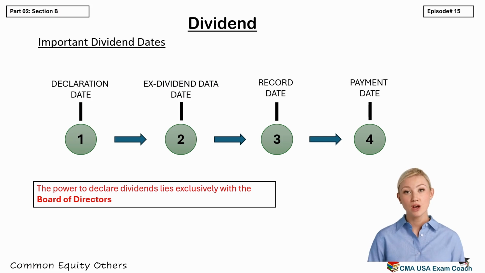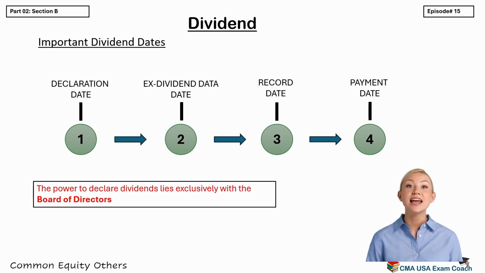Only those who own the stock before this date will be eligible. This is because trades take 2 business days to settle, and we'll see why that matters in the next point. Third, the record date. This is the date on which the company will check its records to determine the list of shareholders eligible to receive the dividend. Only those whose names appear on the company's shareholder register on the record date will get the dividend.